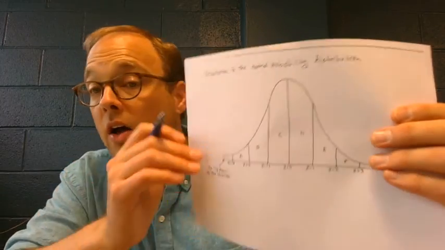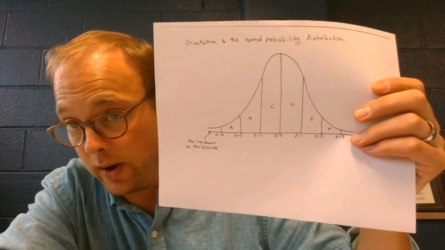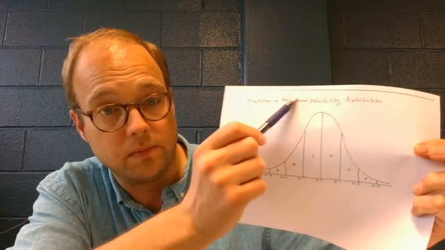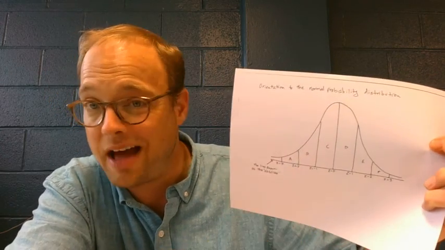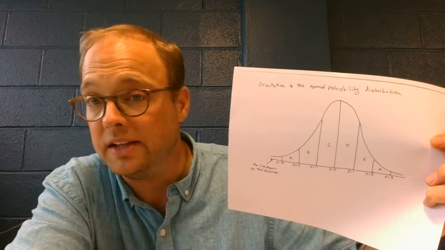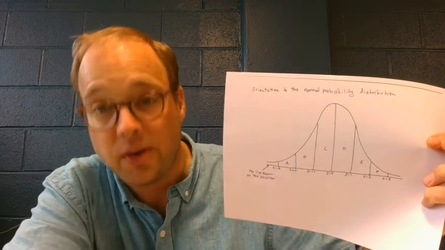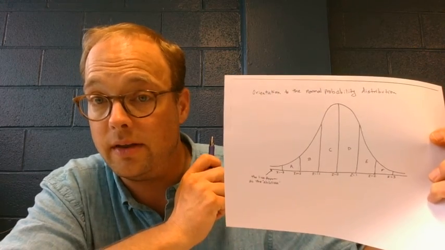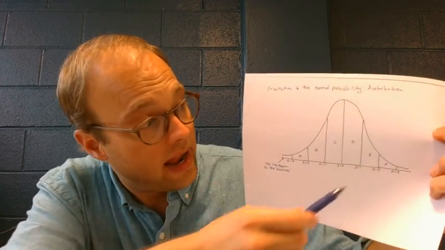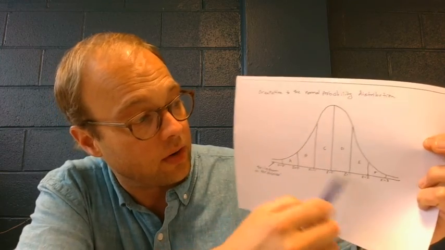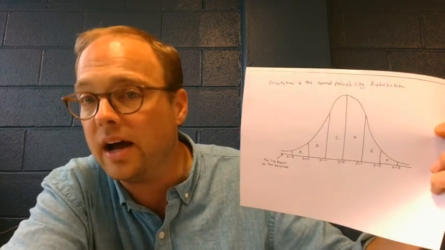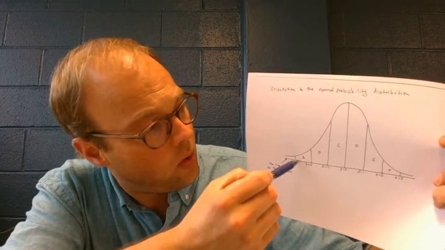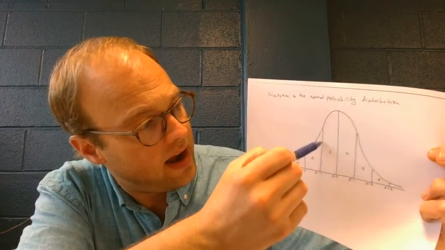I also want you to be aware of this line right here. You know what that's called? That line that goes across the top of the probability distribution? It's named the same thing as any other line that goes across the top of a probability distribution, and that is the curve. And so everything that falls under the curve is referred to as area under the curve. This whole area here is the area under the curve.